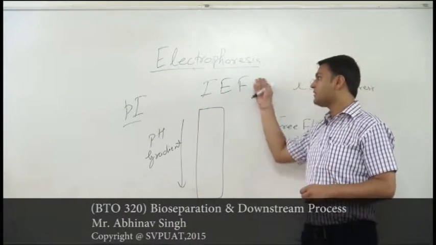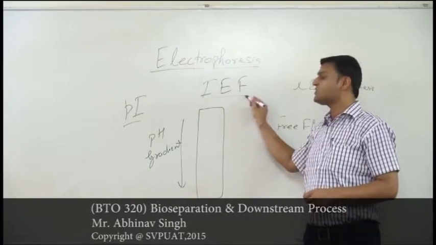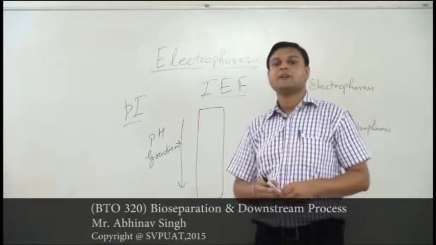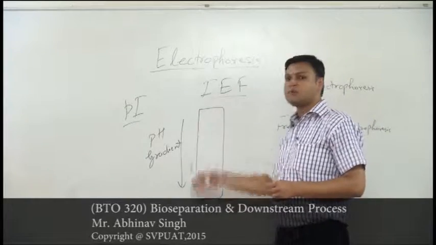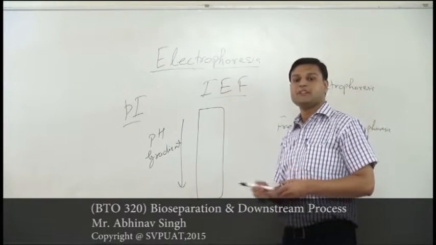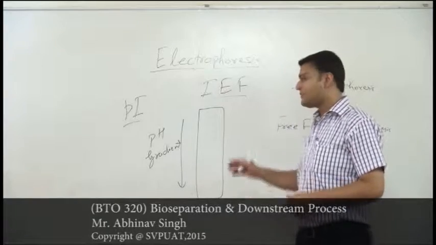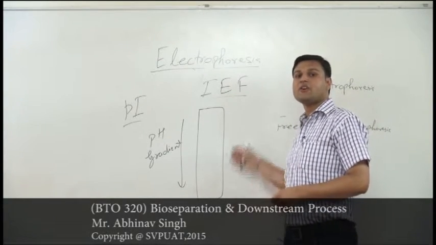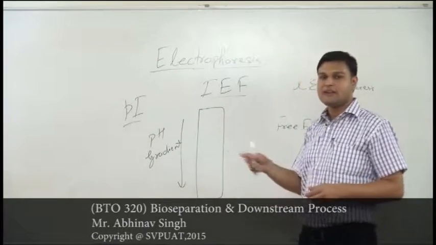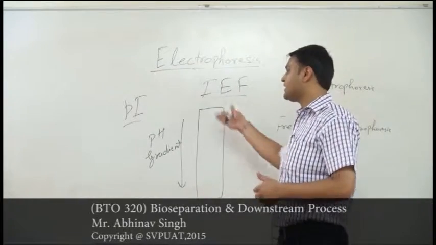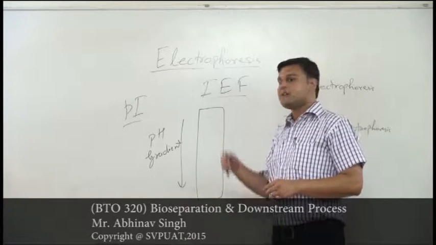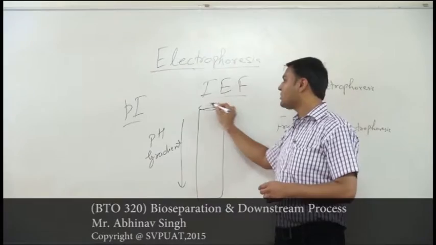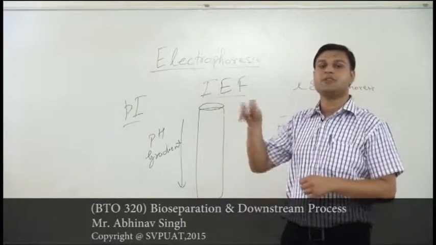The first variant of electrophoresis, a common one, is isoelectric focusing. It is abbreviated as IEF. In IEF, we try to create a gradient, that is, a pH gradient. A pH gradient means we have created a system in which the pH is either in increasing order or in decreasing order. There are various chemicals available through which we can create the pH gradient. Once the pH gradient is set up in a system, we pour our material of interest onto this system.